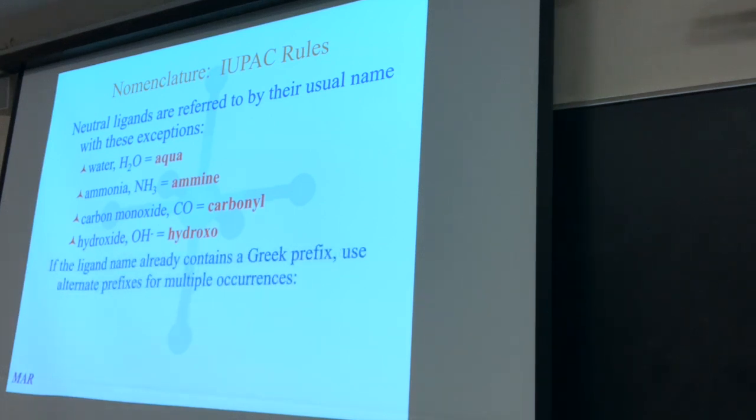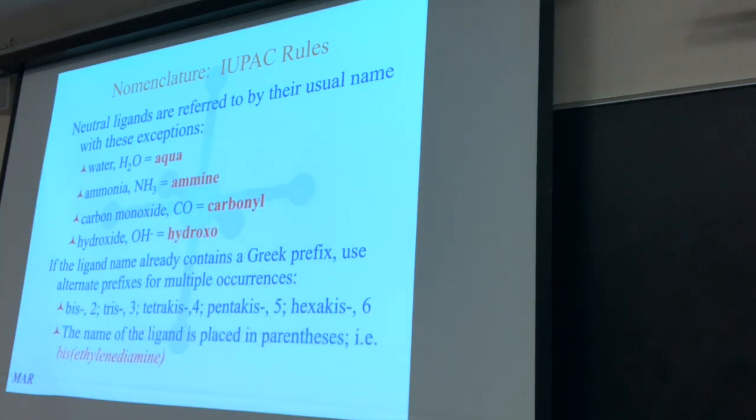Some ligand names will have Greek prefixes in them, and there's an alternative way of talking about those, and I call it bis, tris, tetrakis. So if you have two, you'll use bis, and three will be tris, et cetera, et cetera. I'll tell you what this means a little bit.